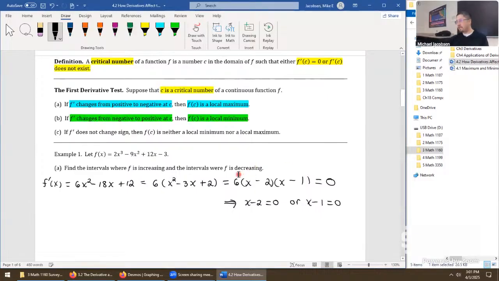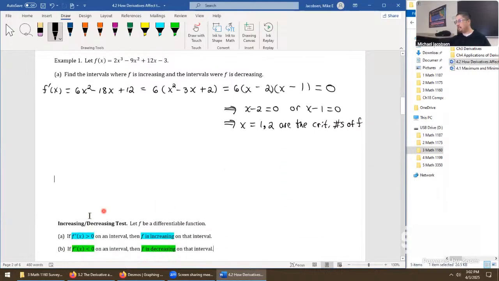And if you didn't like that 6 there, you can just divide both sides by 6. Now it's gone because 0 divided by 6 is still 0. Then from over here, we can say this implies x equals 1, 2 are the critical numbers of f. So we've got that step down. Even if we're just doing the increasing decreasing test for the intervals where it's increasing and where it's decreasing, we still need those critical numbers.